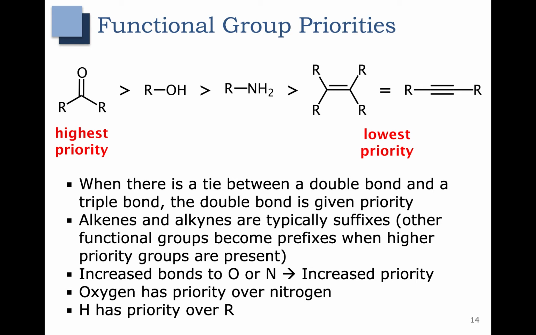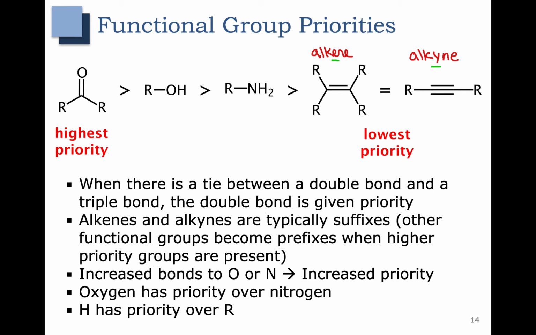So for example, we already know that when there's a tie between a double bond and a triple bond, the double bond gets priority. And that's because the alkene comes alphabetically before the alkyne. We also have already observed that alkenes and alkynes are typically suffixes. So that means that they're always going to change the root name to an -ene or an -yne.